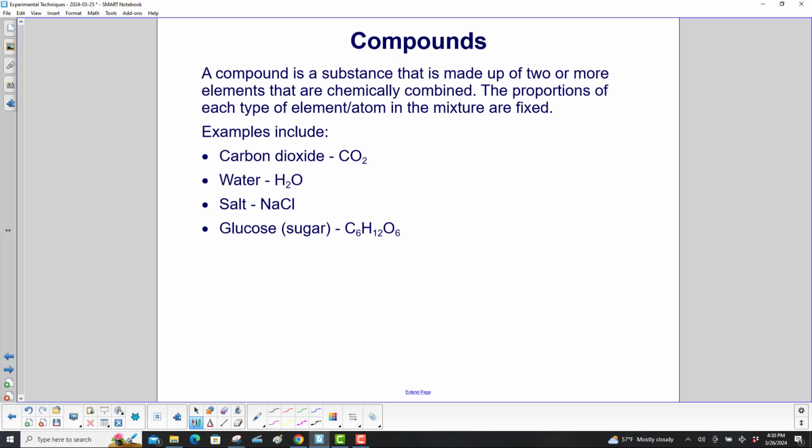A compound is a substance that is made up of two or more elements that are chemically combined. The proportions of each type of element atom in the compound are fixed, unlike a mixture. So we have carbon dioxide, one carbon atom, two oxygen atoms. Water, H2O, two hydrogens, one oxygen. Salt, sodium chloride, and finally glucose, which is sugar, C6H12O6. 6 carbon atoms, 12 hydrogen, and 6 oxygen.